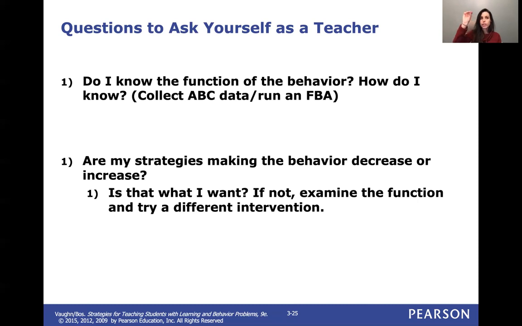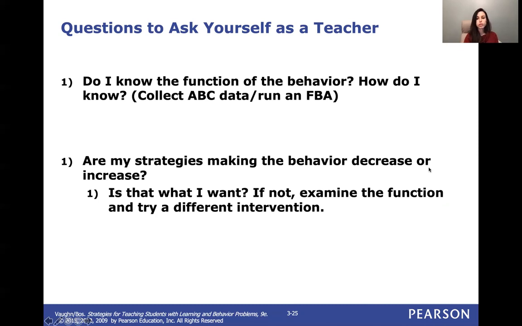And if you start to see that there's a common pattern going on and you're like, oh, every time I give this assignment, they hit somebody and I send them out. I'm finally realizing that I'm reinforcing that behavior and that's why they keep doing it. So I need to come up with a new strategy. Okay, that's why you do it. And then here, you also want to ask yourself, are my strategies or my intervention that I'm using, is it making the problem behavior decrease or increase?